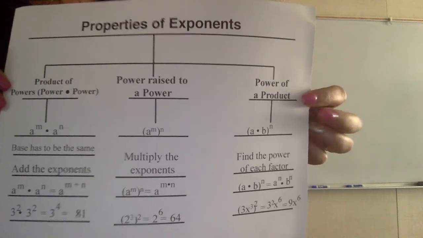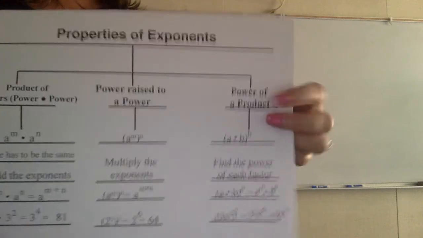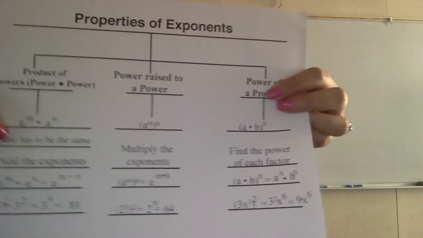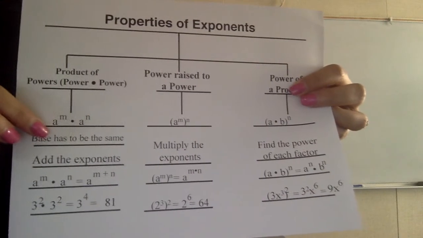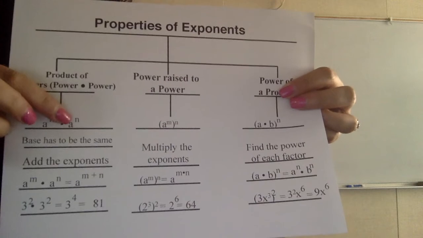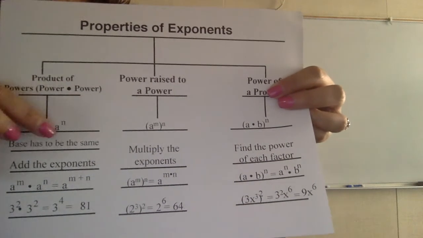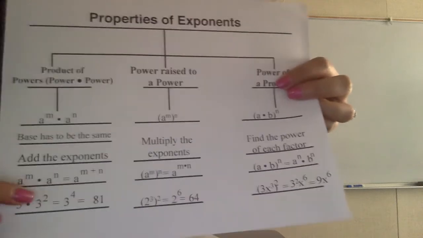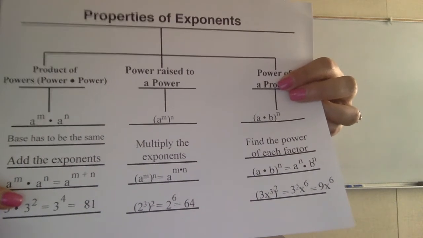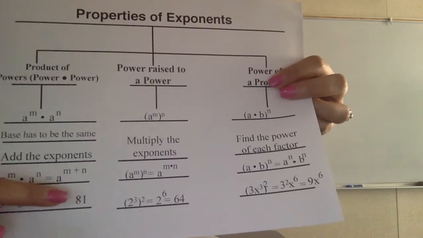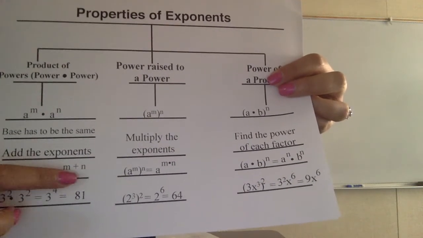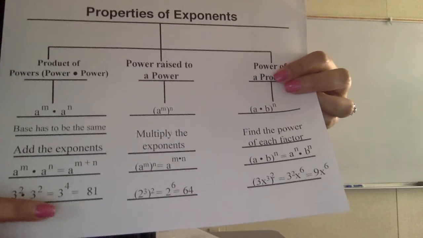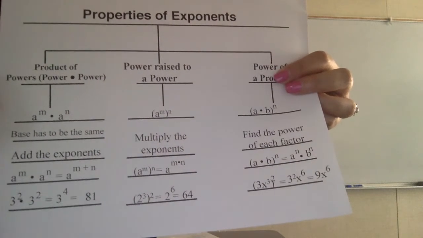So we're going to deal with product of powers first. The basic idea is that I have a number with an exponent, and the same number with a different exponent, or it could be the same. You're going to end up adding those exponents. So for this, you would have a to the m times a to the n, which equals a to the m plus n. Here's a real example: 3 to the second times 3 to the second gives me 3 to the fourth, which gives me 81.